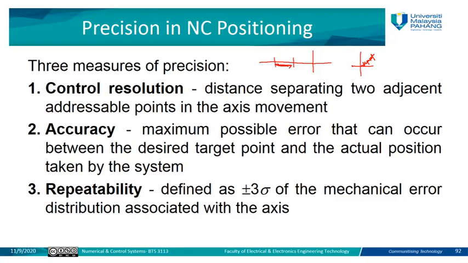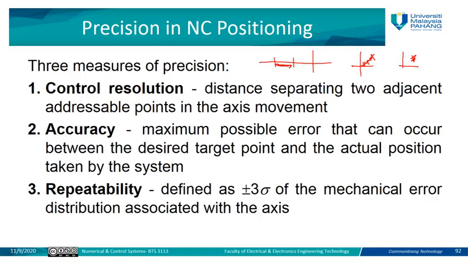The second is accuracy, the maximum possible error that can occur between the desired target point and the actual position taken by the system. So if I give the coordinates for the system, for example to reach this point, but the machine generates coordinates at another point, the difference between the desired value and the actual value represents the accuracy, how accurate your system is to the given input.